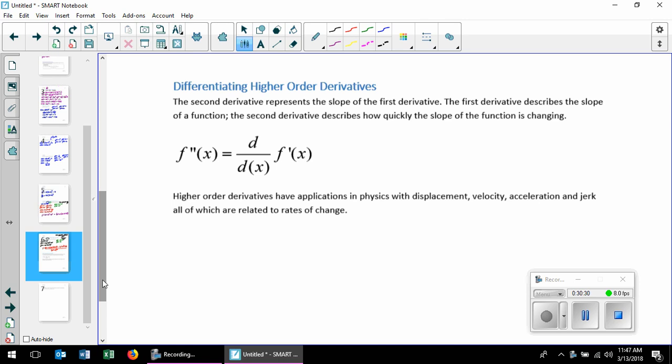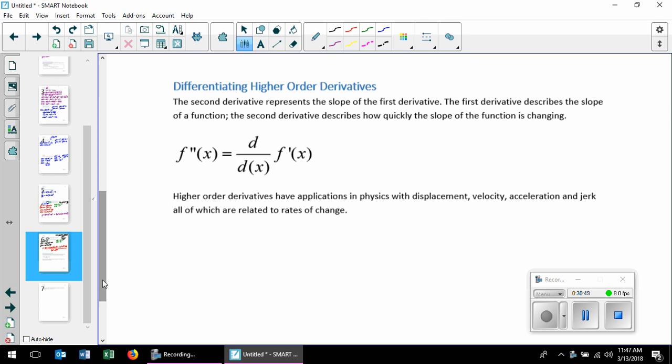All right. Here's the thing. The second derivative represents the slope of the first derivative. What does the first derivative represent? The slope of the curve. So it's the slope of the slope. That's fancy.